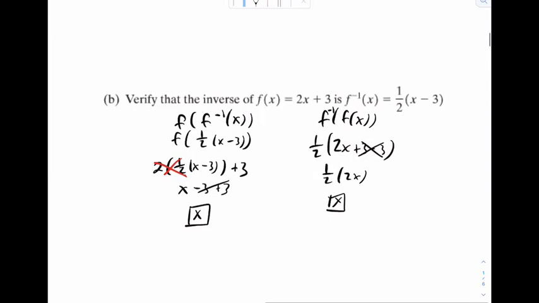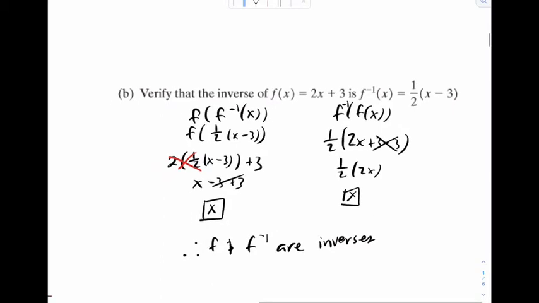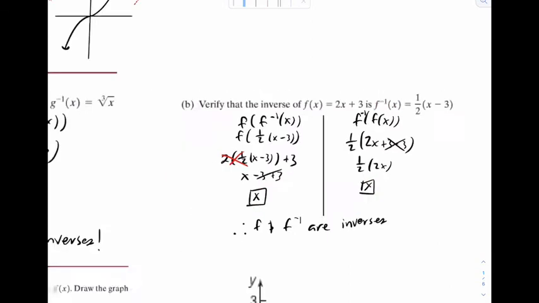So therefore, f and f inverse are in fact inverses. So to verify it, notice what we're doing. All we're doing is we're just plugging this one into the other one and this one into this one. And we're just checking that you do in fact get to x. That will prove that they're inverses.